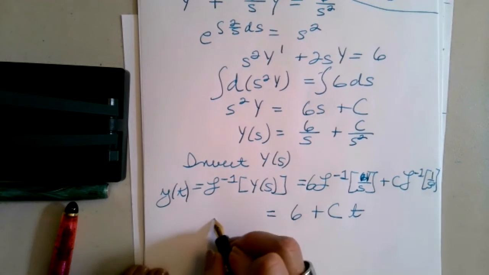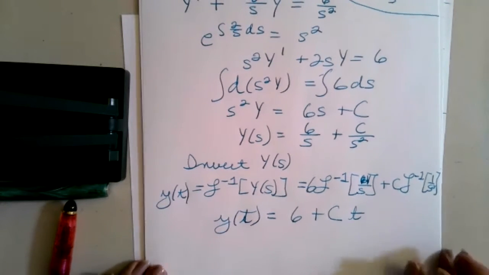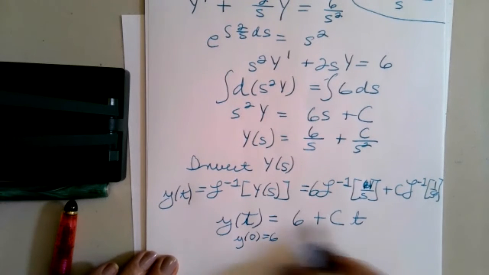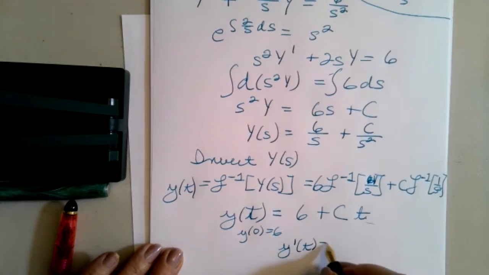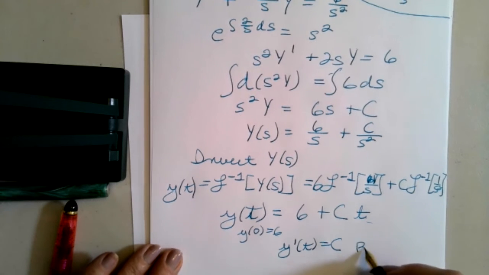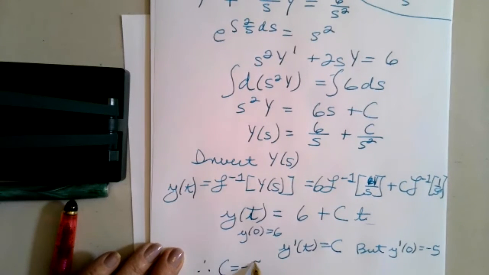So now you know that y of t is this. We know that y of 0 equals 6, but that's obvious from this. That doesn't tell us anything. When you put t equals 0, you get y is 6. So what about y prime? Well, y prime is c. On the other hand, by the initial condition, y prime at 0 was minus 5, so c is minus 5.